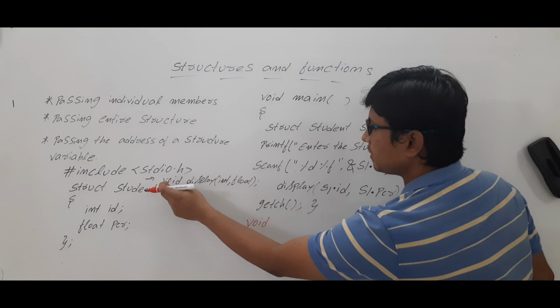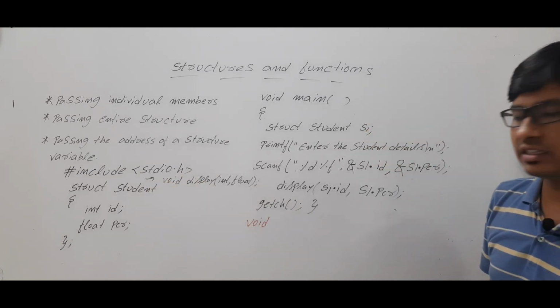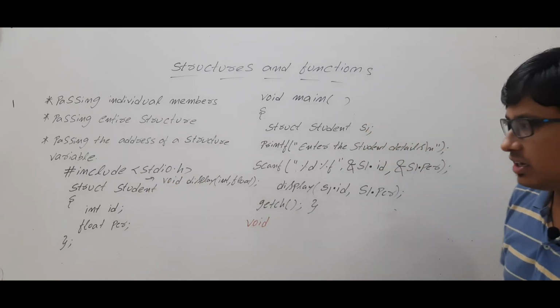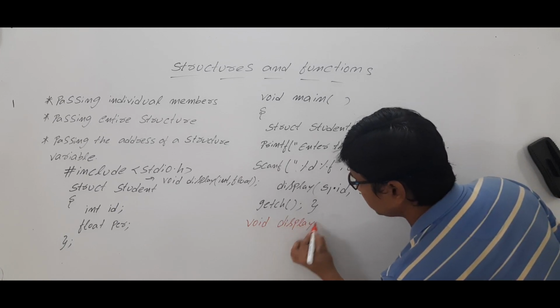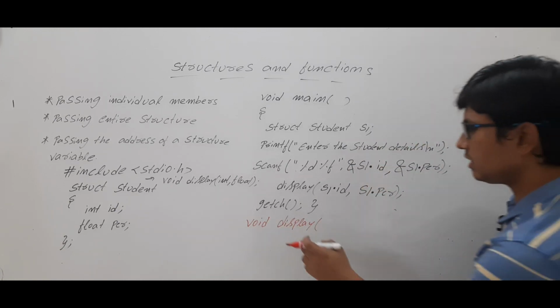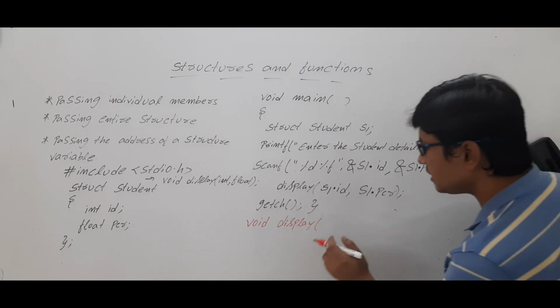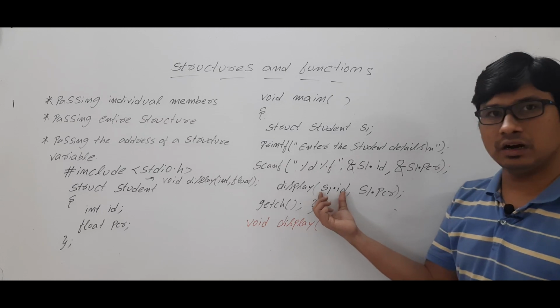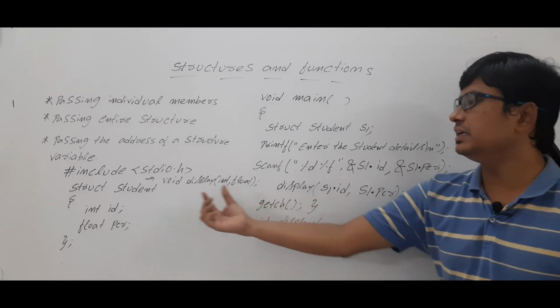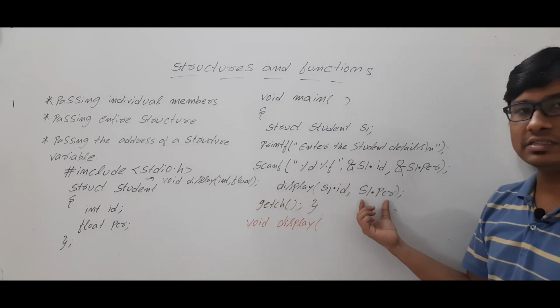The return type mentioned in the function declaration should be the same as in the function definition. So now you need to write the display. Is it clear? Are you able to understand? Now these are what? This is passing the value of an integer member and another one is a float.